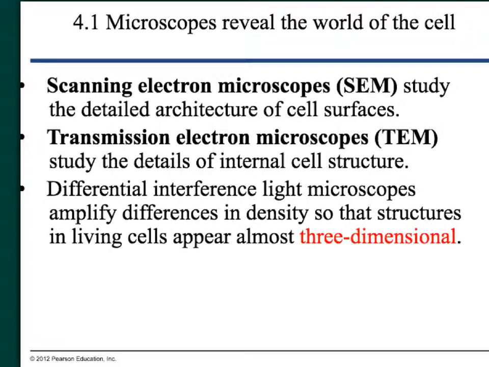There are two types of electron microscope. The first one is called the SEM, or scanning electron microscope, and what that does is it allows us to see the actual surface of the specimen that we're observing. The second is called a TEM, or transmission electron microscope. With this one we're able to slice up our specimen and see more of the interior of those structures.